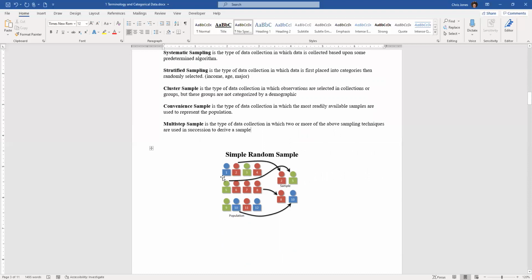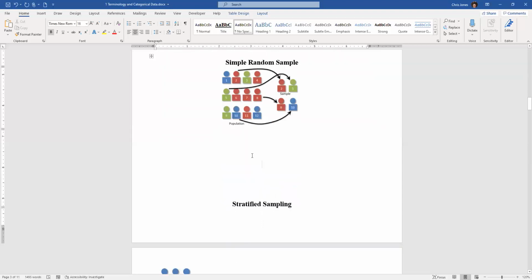We just don't have any rhyme or reason, but we throw all 12 people's names into a hat and we just pick 3 of them. That would be a simple random sample. Stratified sampling.